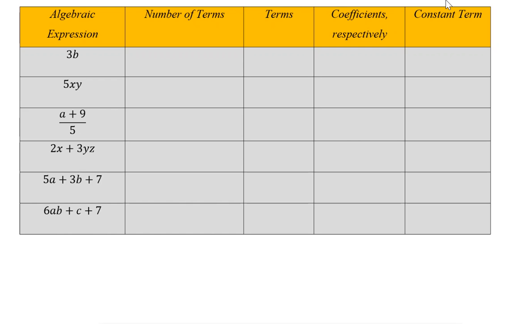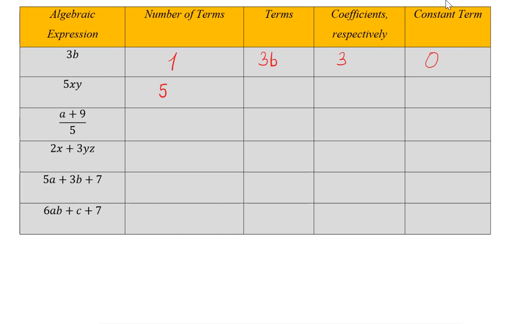Let's do some exercises. You can do it on your own by stopping the video. Let's start with the first one. I am seeing one term here with one variable. So the number of terms here is 1. And the term here is 3b. The coefficient here is 3. And the constant term, I can't see any constant, so the constant here is 0.